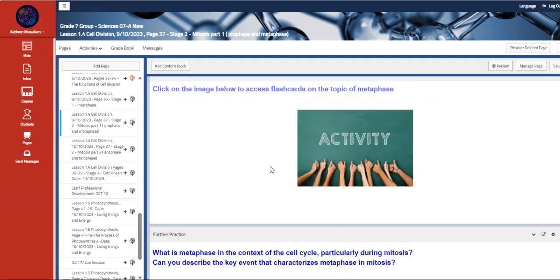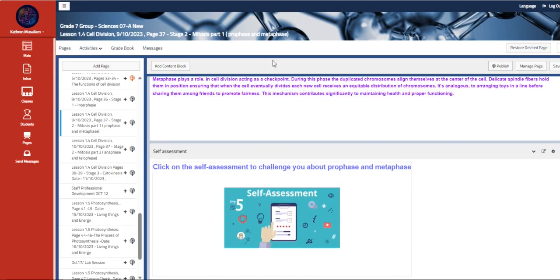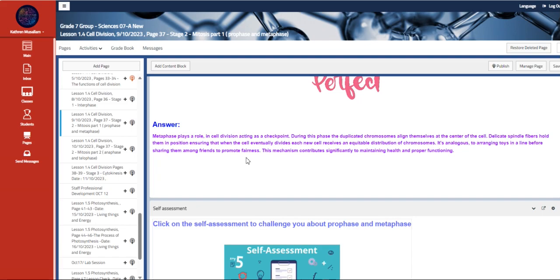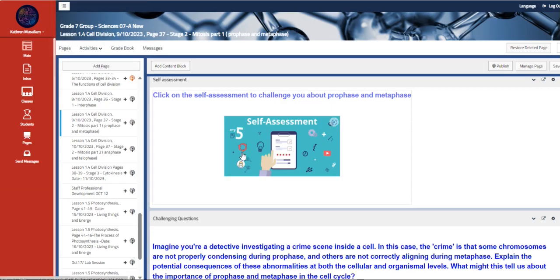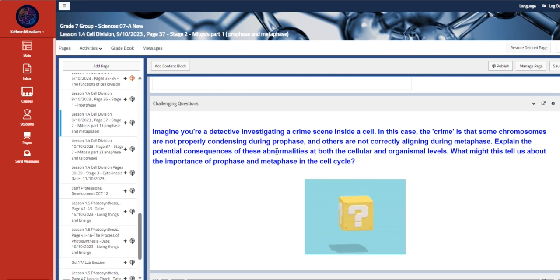Okay, also we have here flashcards about the metaphase and further practice. Here also the answers are there. Also, we have here quizzes for self-assessment. Also, we have here challenging questions.